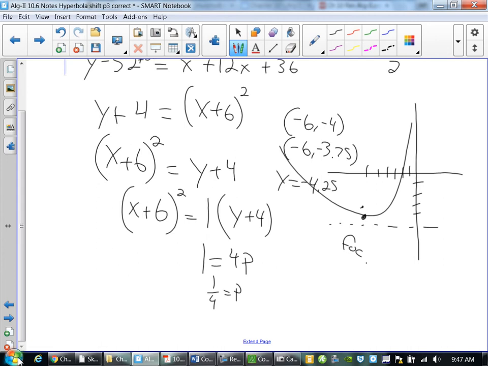Basically, you plot your vertex. You go up by p and then down. For parabolas, that's all it was. You just have to plot your focus and your directrix. Obviously, the directrix is an equation, so it's a line. It's either x equals or y equals.